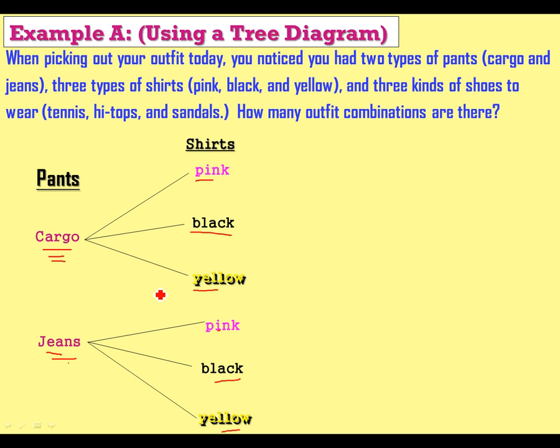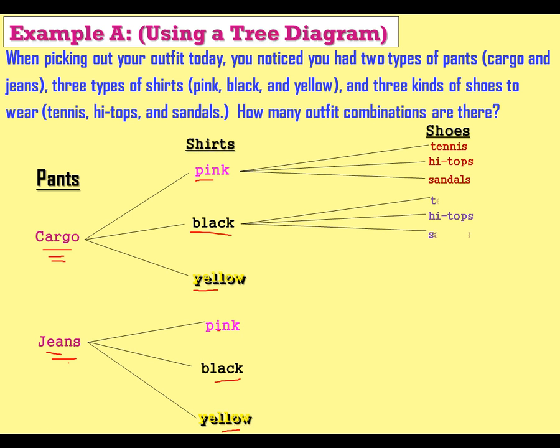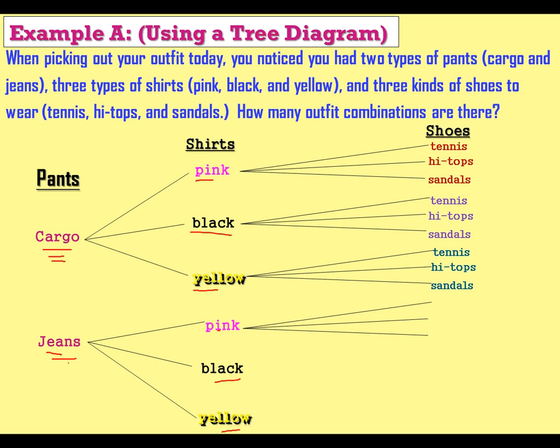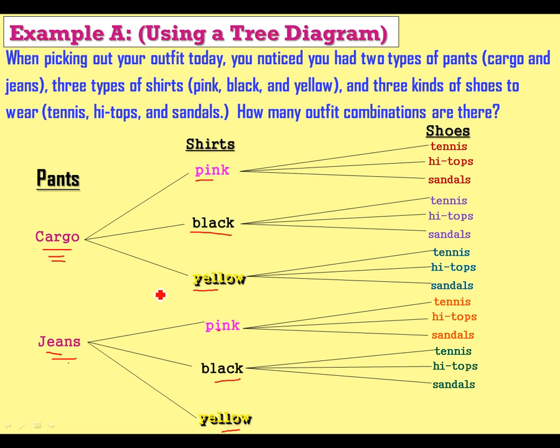So let's go ahead and get into our last possible outfit combination, which is the kind of shoes you're going to wear. And since there's three kinds of shoes, you're going to branch it off into three different branches. And just like we did with shirts, we're going to list the types of shoes: tennis shoes, high tops, and sandals. We'll do the same thing with black, and with each of the other shirts: tennis shoes, high tops, and sandals. I'm sounding like a broken record here, but that's how that goes.